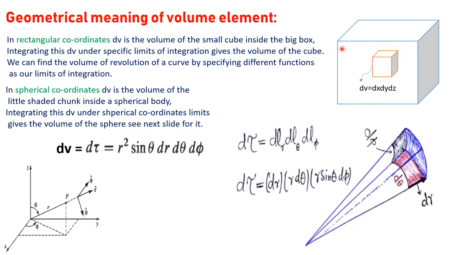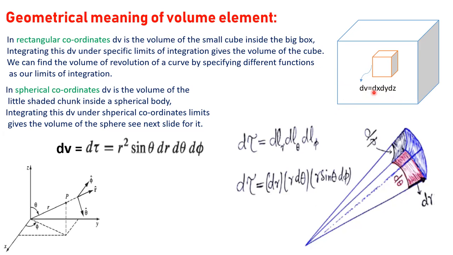If I want to find the volume of the bigger box, I have to integrate both sides. Integrating this side will give me V, and I have to perform three integrations on the other side: one with respect to x, the other with respect to y, and the other with respect to z. But I have to use appropriate limits. For example, the limit on x may be from 0 to 3 meters, for y from 0 to 5 meters, and for z from 0 to 7 meters. These are just assumed values; these numbers can be anything.